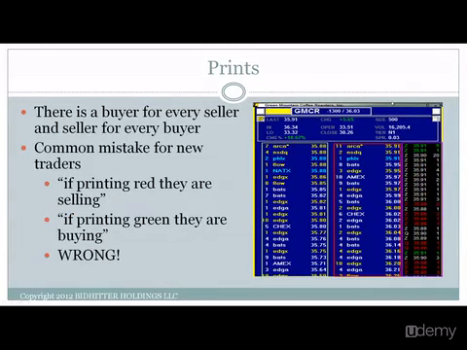So what you should remember is that for every buyer there's a seller, and for every seller there's a buyer. So a very common mistake for new traders is thinking that if it's printing red, they're selling, and if it's printing green, they're buying. That is wrong. There could be a lot of momentum to the upside where they're taking offers and it'll show you a lot of green prints, and yes, it means people are buying, but remember there's someone selling to them. And the same thing goes the other way. If you see a lot of red prints and something's tanking, continuing to print on the bid and showing you red prints going through, it doesn't mean that they're just selling. Again, there has to be a buyer for every seller. It's a market.